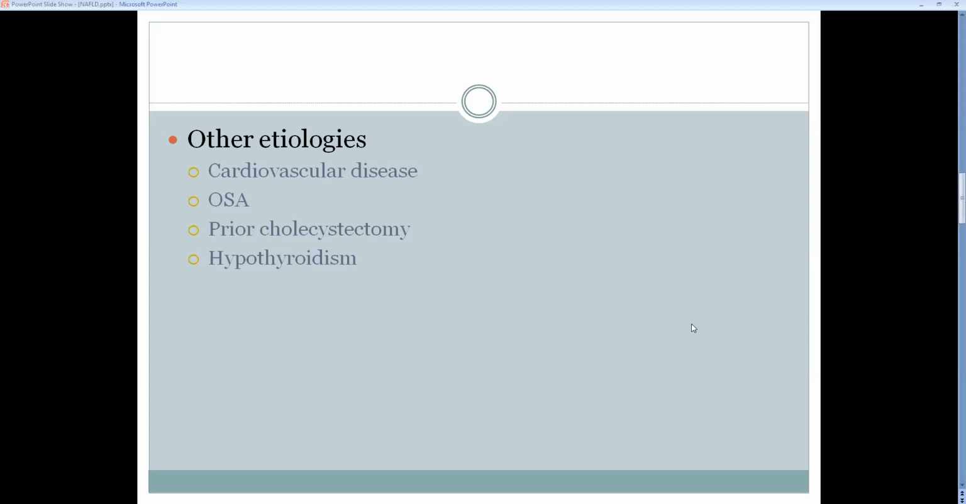Interestingly enough, there have been some studies that have shown that patients who've had prior gallbladder resection, that is an independent risk factor for non-alcoholic fatty liver disease. We don't quite have an understanding of why that is the case, but that is a risk factor. And certainly patients who have underlying hypothyroid or low thyroid function.